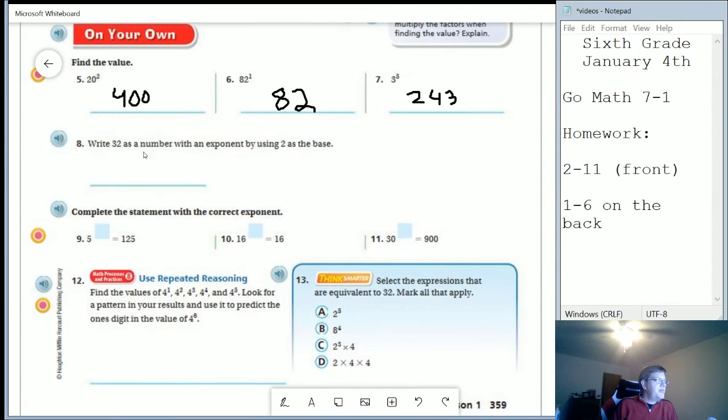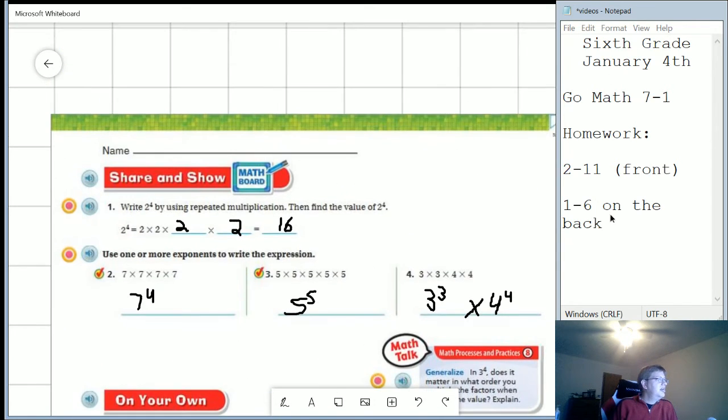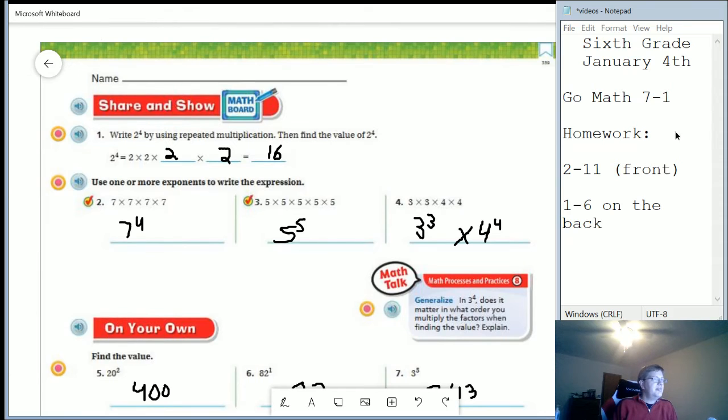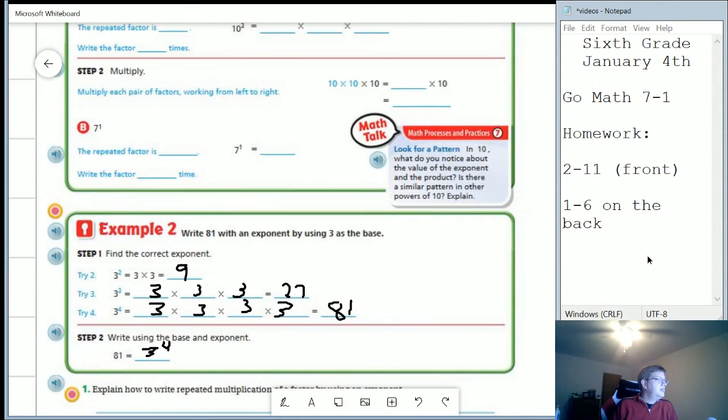Number 8, write 32 as a number with an exponent by using 2 as the base. So what we did on the other page, let's go back a page real quick where we did this. We wanted to figure out what each of our exponents were worth. So 3 to the first power would just be 3. 3 to the second power would do 3 times 3 to get 9. 3 to the third power, we got this, and then so forth.